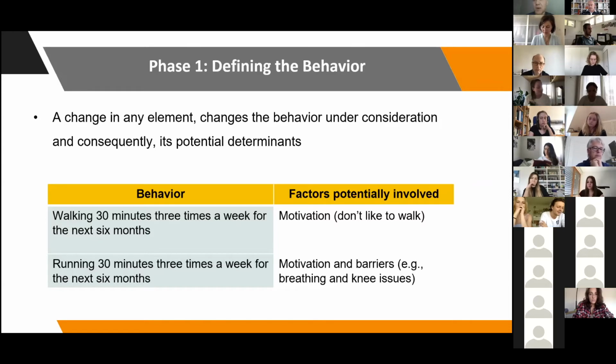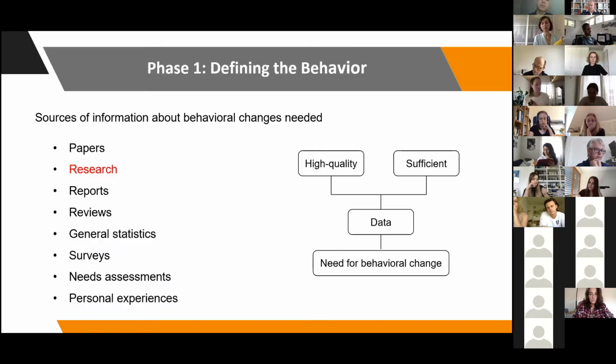But if you talk about running the same amount of time, maybe it has to do with motivation or some barrier that people experience to run. So it's just changing the action, you will change the behavior, and potentially the determinants of those behaviors will be different. So that's the whole point about defining behavior properly. It should be a specific behavior, not a category of behavior or behavioral goals, as I mentioned before.